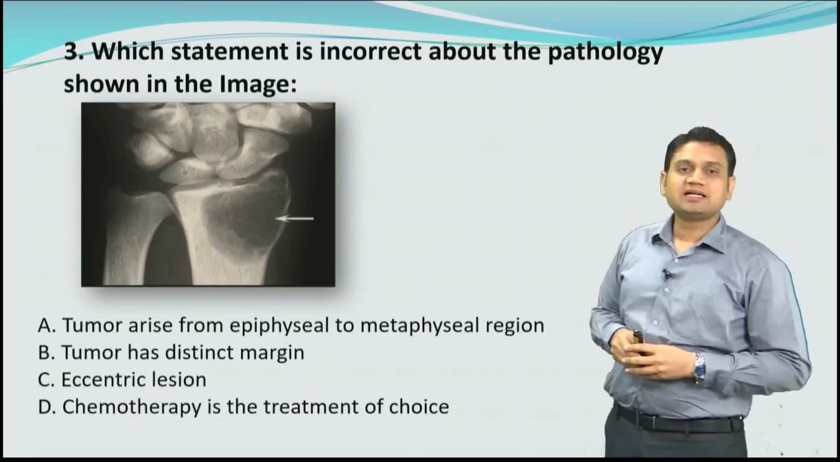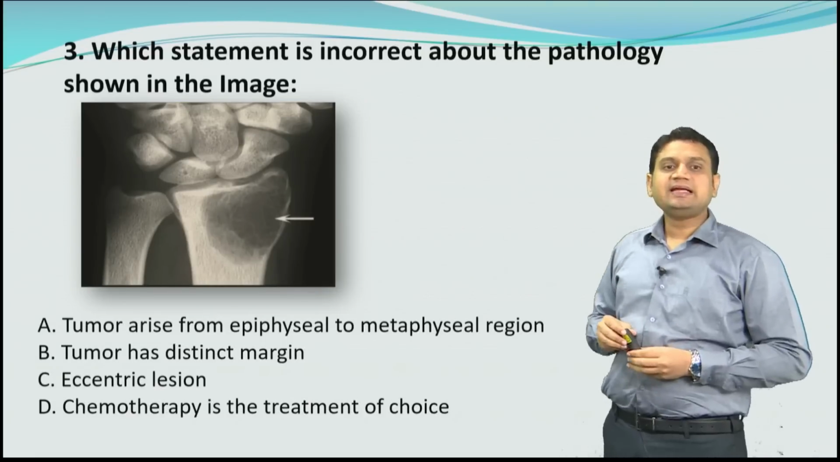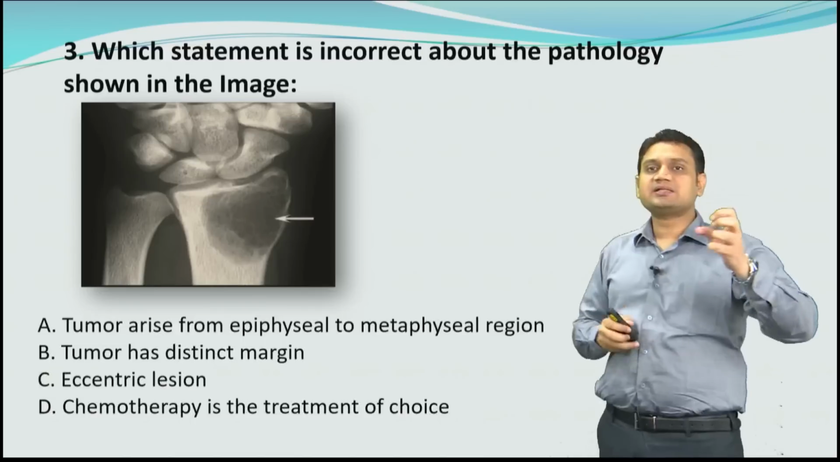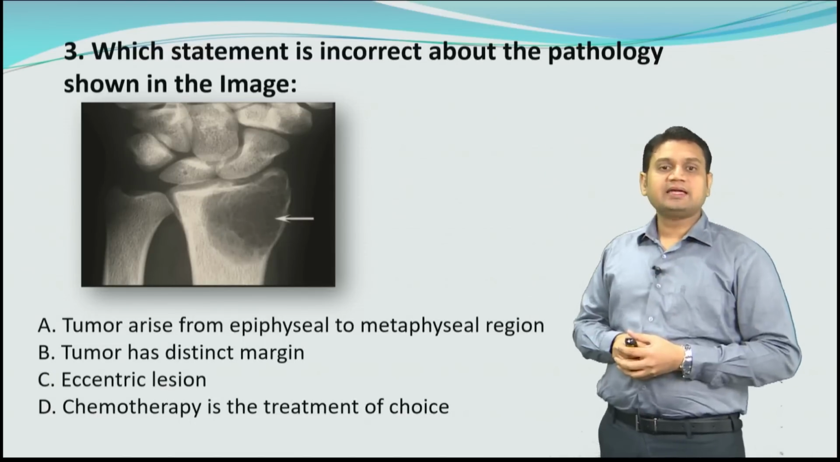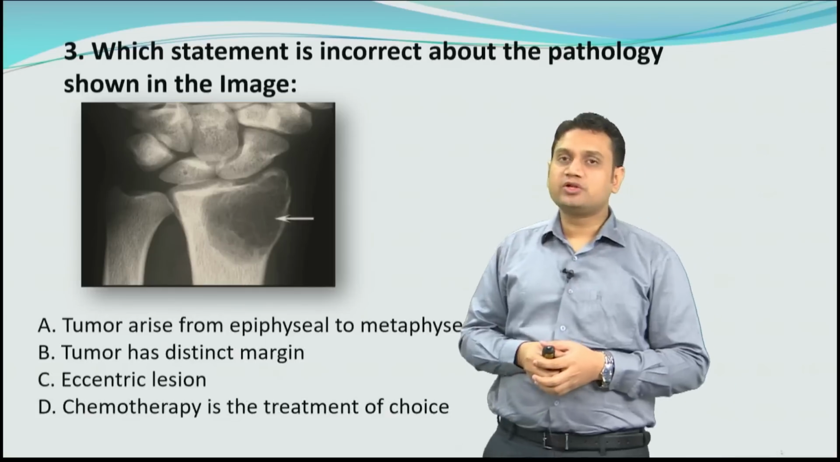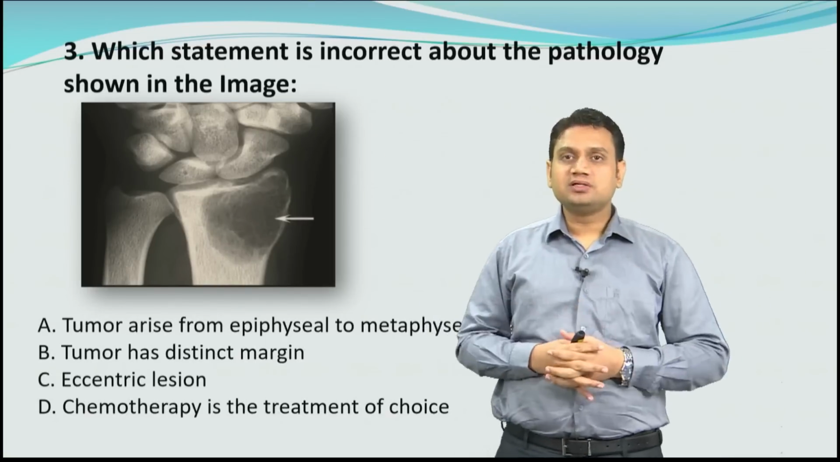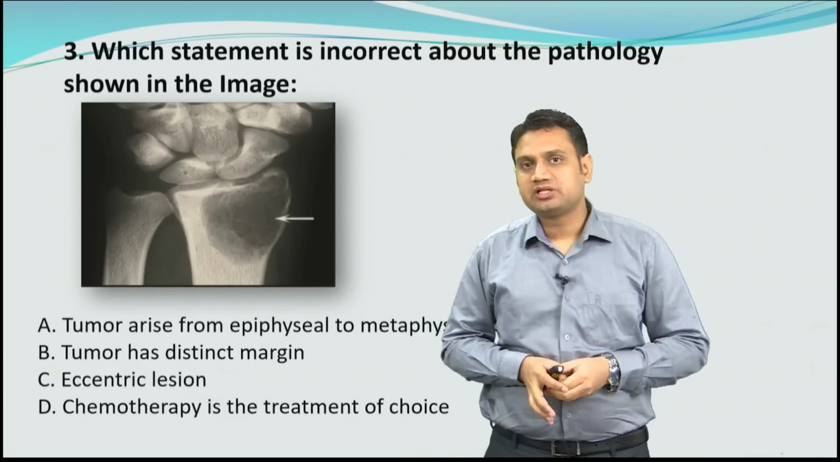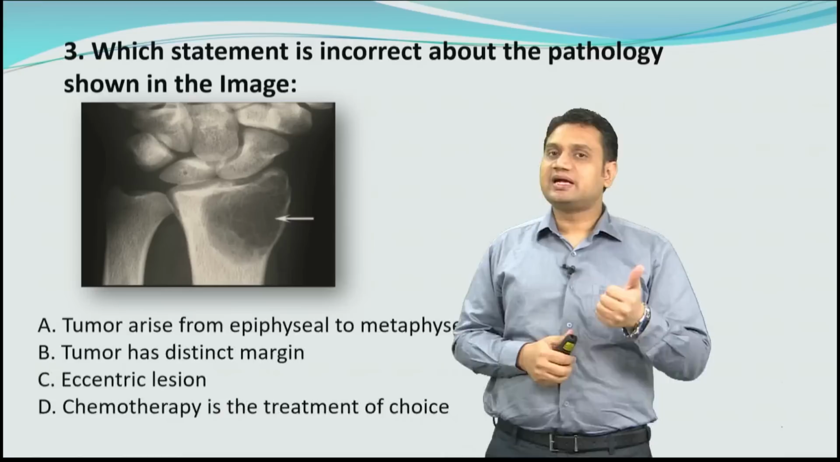Tumor has distinct margin. You all can see that. Eccentric lesion, yes, it's an eccentric lesion to start with. Later on it expands and involves the whole bone, and chemotherapy is the treatment of choice. See, chemotherapy is usually reserved for the cases where you have a systemic involvement of the particular lesion. Unless you have got a systemic lesion, why would you like to go for chemotherapy? Now the treatment options for giant cell tumor we have.